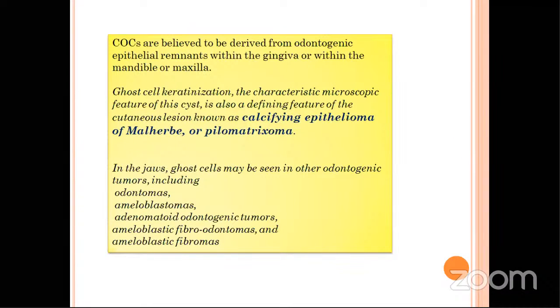Okay, ghost cells are seen in other odontogenic tumors also, like odontomas, ameloblastomas, adenomatoid odontogenic tumors, ameloblastic fibro-odontomas, and ameloblastic fibromas. So odontomas are the most common odontogenic tumors, and there are two types of odontomes. One is complex, the other one is compound. Complex is an accumulation of calcified structures which doesn't have tooth-like structures, and it is most commonly seen in the posterior mandible, and the cyst associated with odontome is the dentigerous cyst.